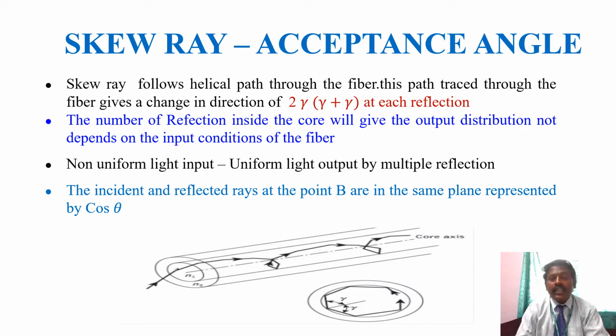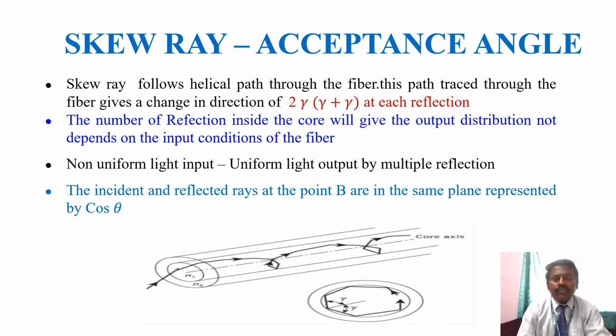Here the skew ray follows a helical path through the fiber. Therefore, the path traced through the fiber gives a change in direction of 2 gamma. That means for each and every reflection we can represent the value as gamma. Many reflections take place for a skew ray. Why? Because it does not follow the axis transmission. So the number of reflections inside the core gives an output distribution that does not depend upon the input condition of the fiber. Non-uniform light input gives uniform light output by multiple reflection. So this is non-uniform to uniform light conversion.